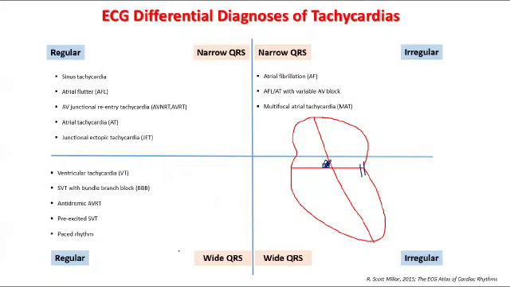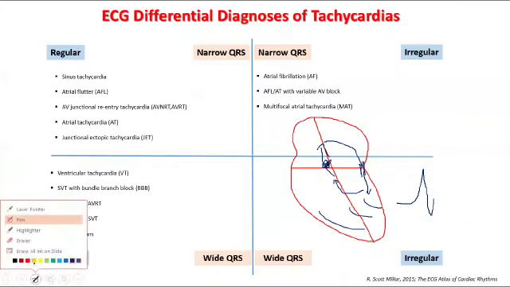AVRT, because it's a wide complex tachycardia, you're going to have antegrade conduction down the accessory pathway, which then pre-excites the ventricles, thus giving you a wide complex, right? Because you're getting pre-excitation. And then retrograde conduction up the AV node. And then you get this reentrant circuit forming there. Now, the reason why it's wide is simply because you have pre-excitation right there.